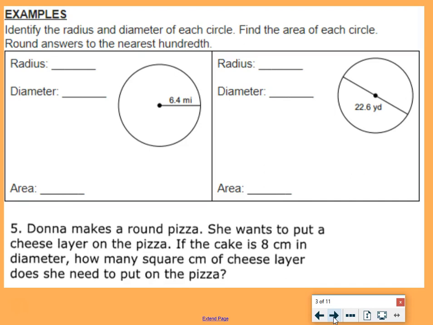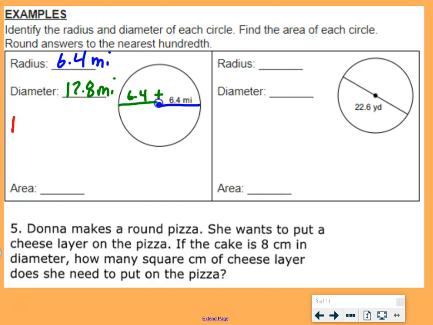So, first off, our first circle, radius, is given to us because it's half of that diameter. It's the center of the circle, only halfway across the circle. So that is 6.4 miles. The diameter then would be two of the radiuses. So if this was 6.4 and that's 6.4, we'd add them together. 6.4 plus 6.4 is 12.8 miles. Now we want the area.